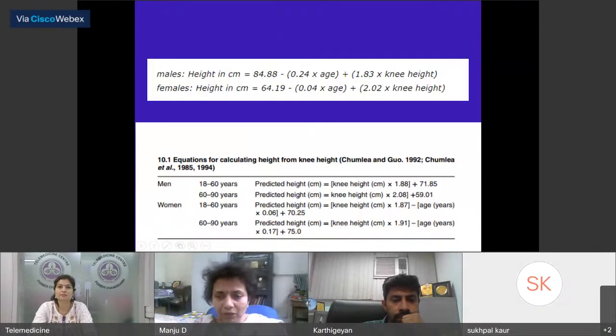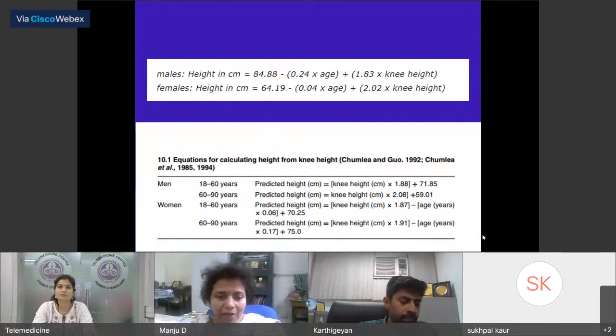Yeah, this is the formula which you can see here. To calculate in males, there are two formulas. This is in males. If you want to calculate exactly based on the age, if it is 37, 38, then if we are bringing the age also into calculation, this is the formula for males and females separately.